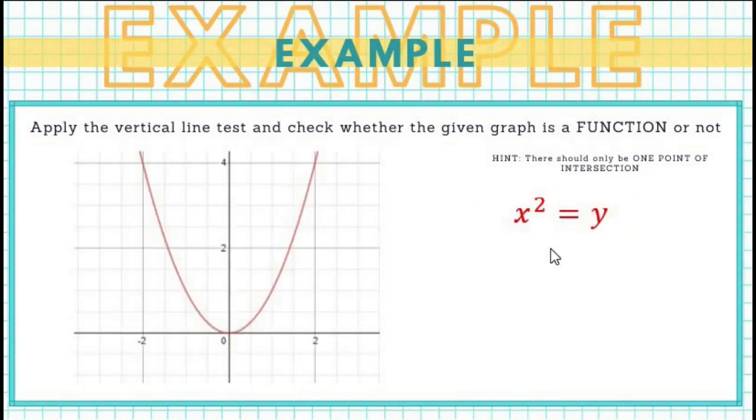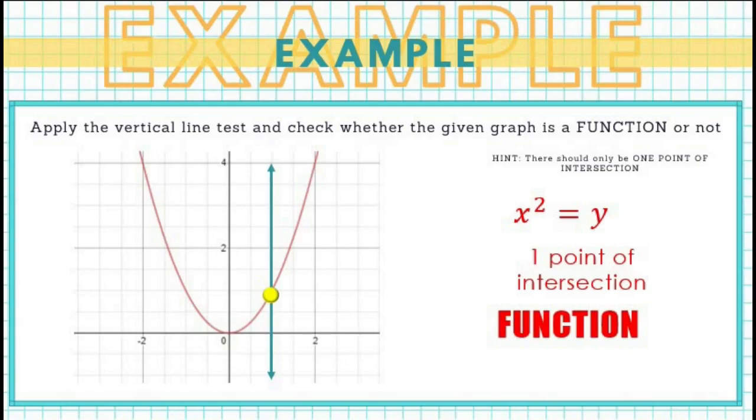Next example, we have here x squared equals y represented by this red curve here. So again, to identify whether the graph is a function or not, we apply the vertical line test. So let's say for example, I want to draw my vertical line somewhere here in the graph, and then again check for points of intersection, and if you notice, there's only one point of intersection. Therefore, we can say that this equation is a function.